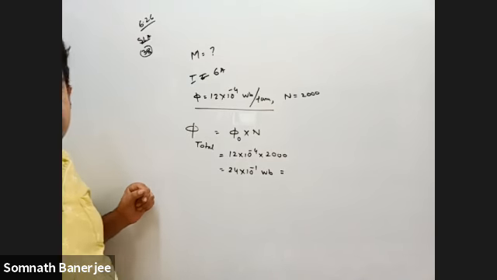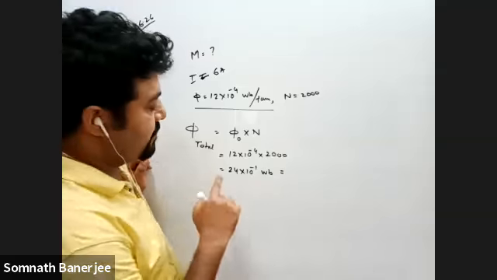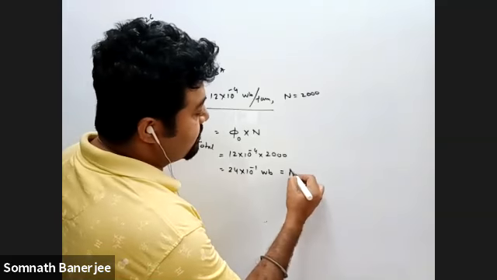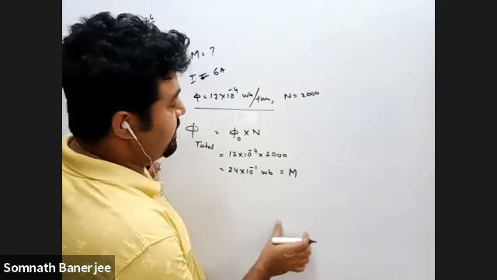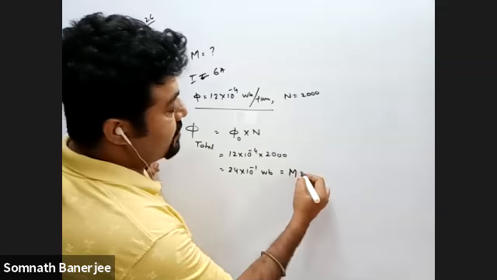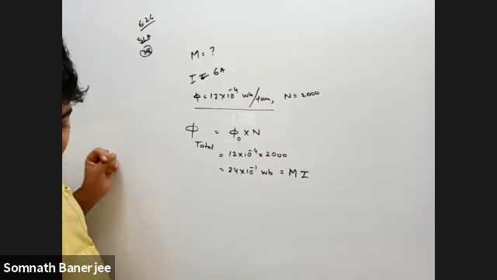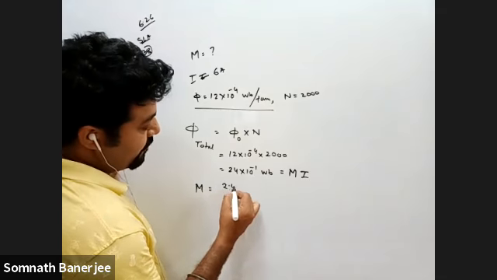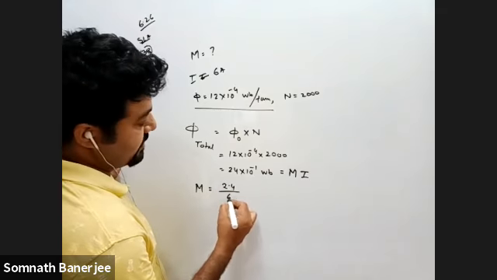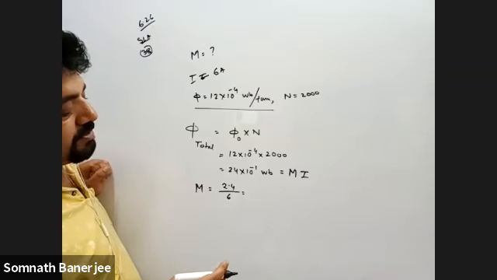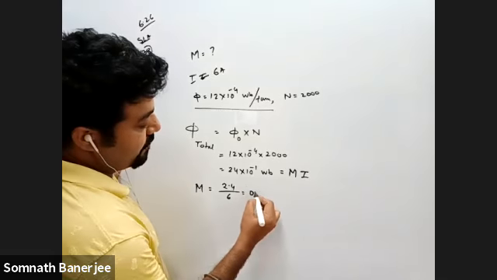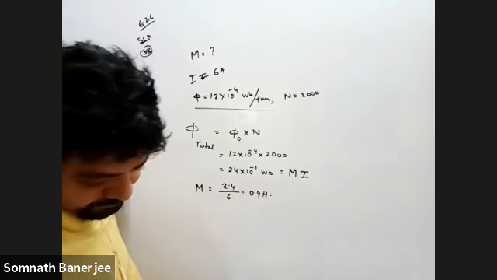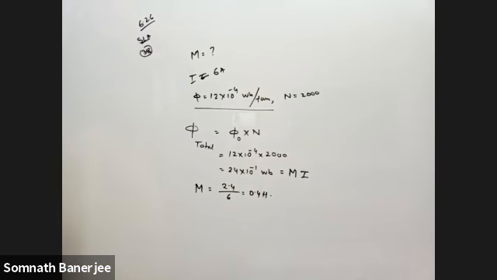And from the definition we know this value is mutual induction into current. So you can understand how easy this one is. 2.4 divided by 6, so I think 0.4 Henry. So you understand it's a very simple question.